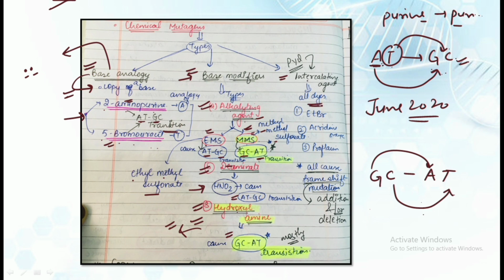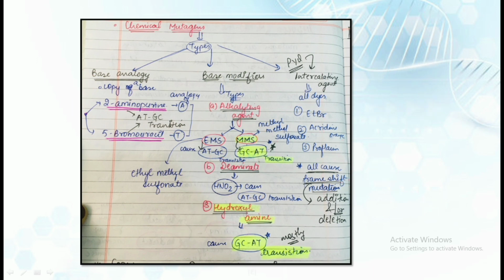Third one is the intercalating dyes. So all the dyes are the intercalating agents, that is ETBR, acridine orange, proflavin, all of them cause the frameshift mutation, and the frameshift mutation could be because of either additions or deletions. We have discussed the frameshift mutations as well. This is one of the most important slides. Make sure you have a good grip of this.